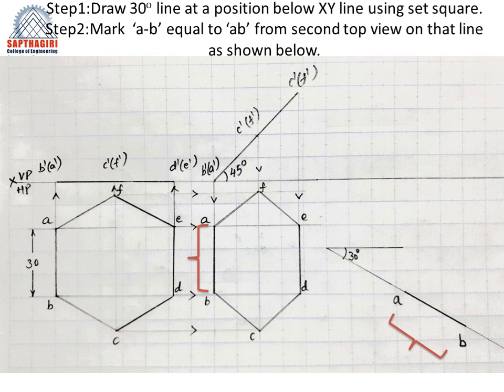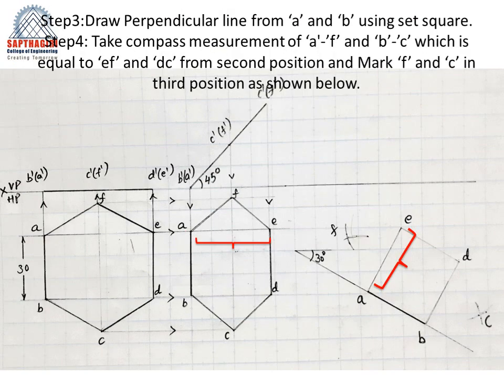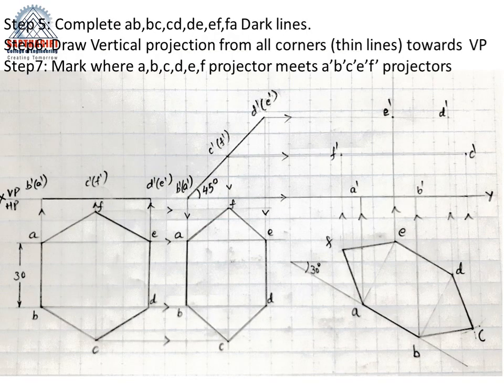a set square, and take the AB measurement from the second top view and mark it on this 30-degree line in the third position. AB is equal to the same length at 30 degrees. A perpendicular line can be drawn from a set square, and EF will be equal to FA, and similarly BC and CD are equal. So draw arcs as represented and identify F and C. Join EF, AB, BC, CD, DE, EF and FA, as seen in the figure.